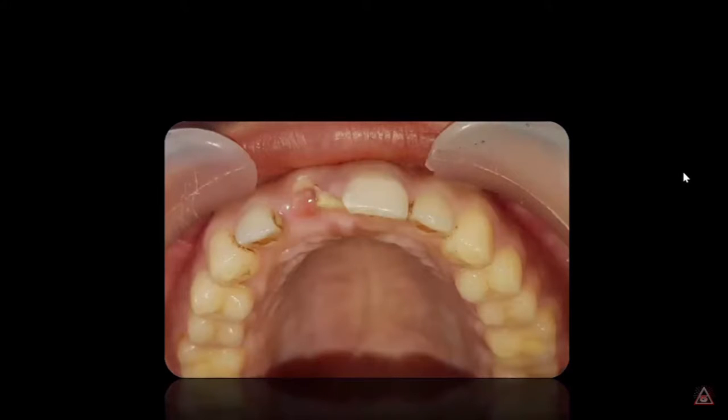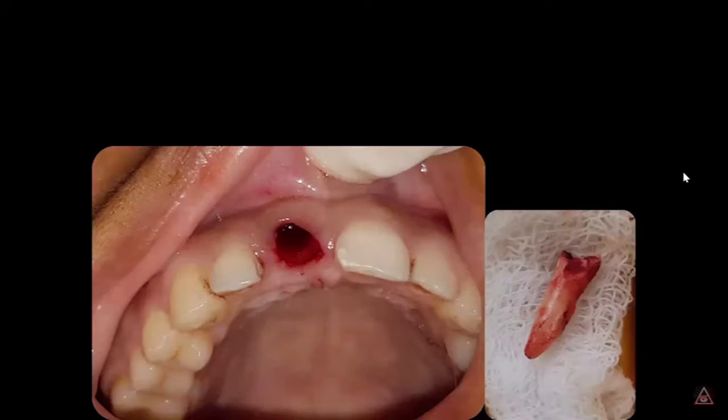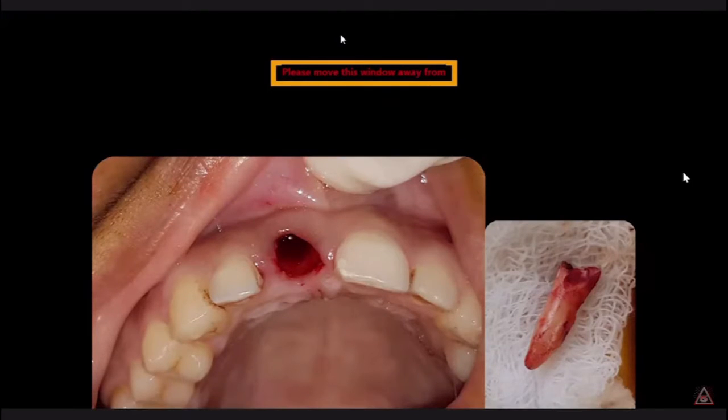And this is the occlusal view. Nowadays I usually do flapless surgery. Previously, a few years back, I used to reflect the flap, but nowadays there is no reflection of the flap. Just extract the tooth with the help of an instrument called a periotome. The periotome is an instrument that is used to remove the tooth atraumatically, without causing trauma to the alveolar bone.